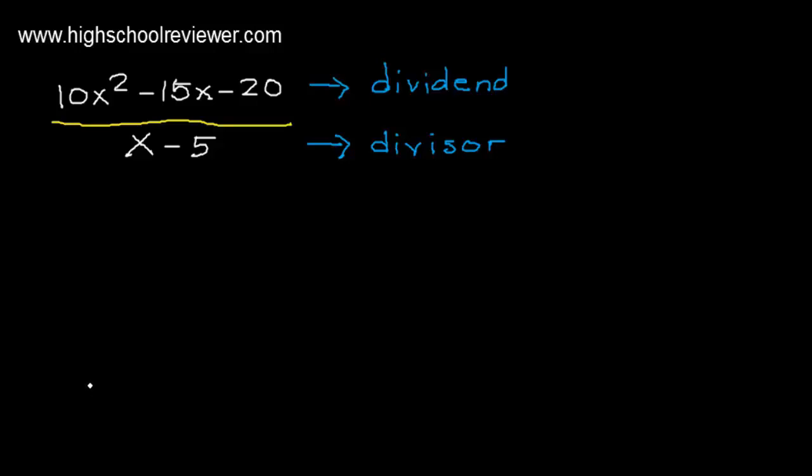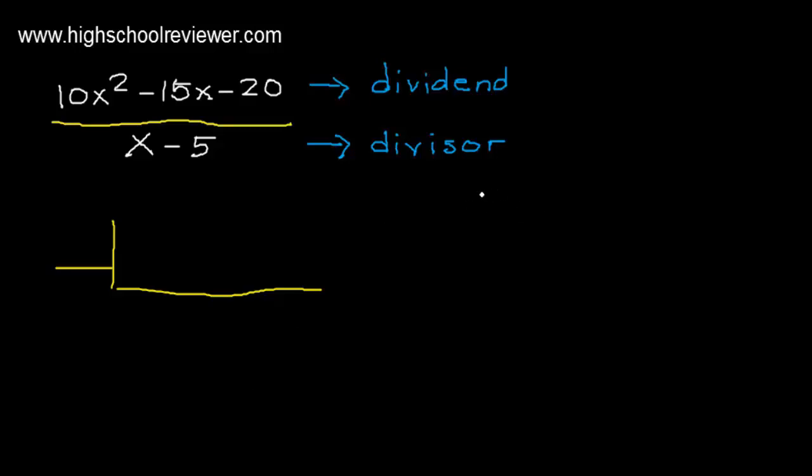Dividing polynomials using synthetic division. This is our example. 10x squared minus 15x minus 20 is our dividend, and x minus 5 is our divisor. Now, to divide polynomials using synthetic division, we are going to put the numbers in these two boxes. For this bigger box, we are going to put all the numerical coefficients of our given dividend.